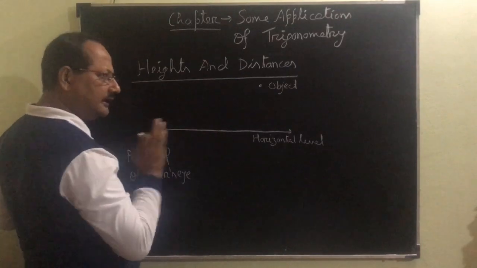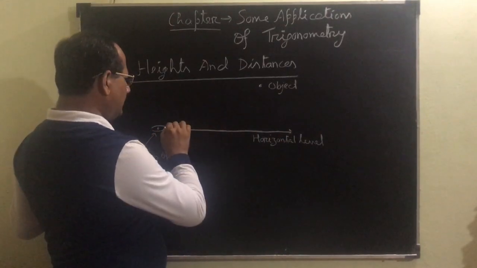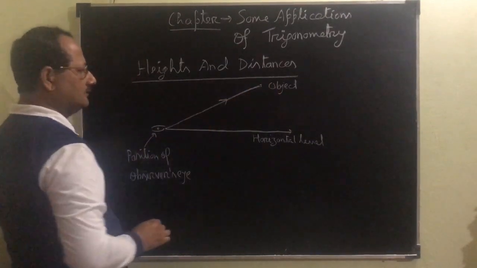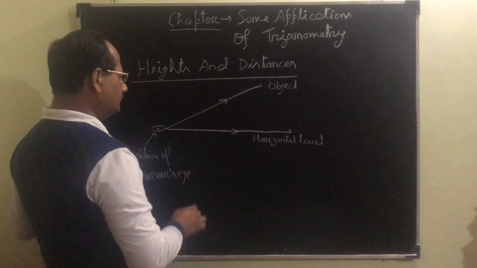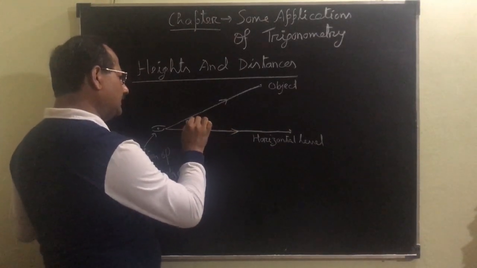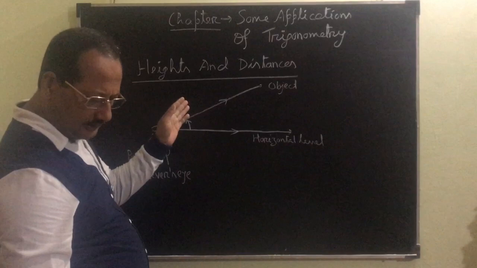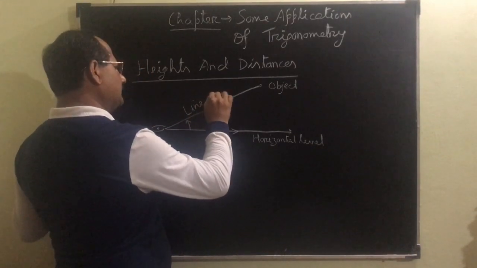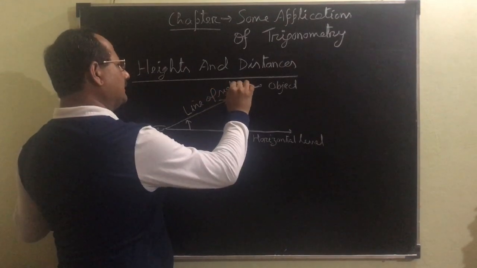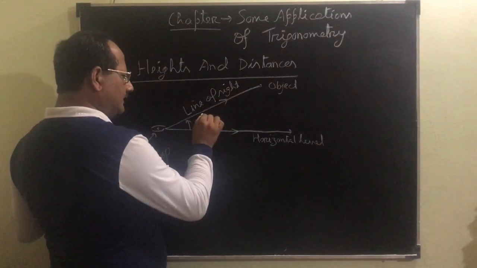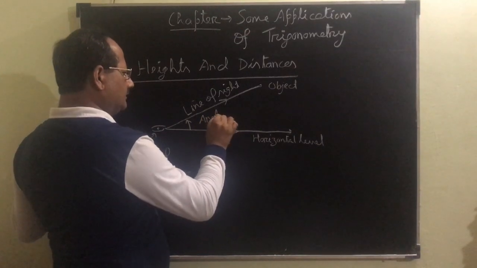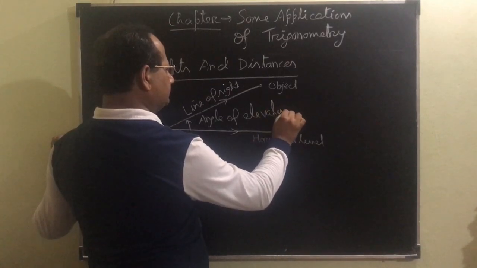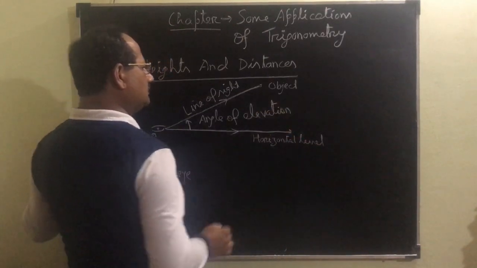If you see the straight way, this is called the horizontal level, and if you see the object in this direction, then this angle made by the horizontal level with the line of sight is called the angle of elevation.